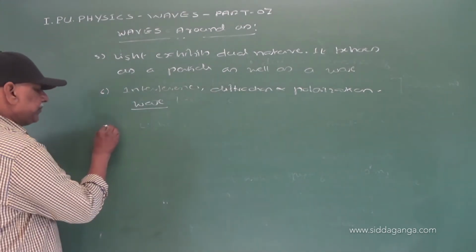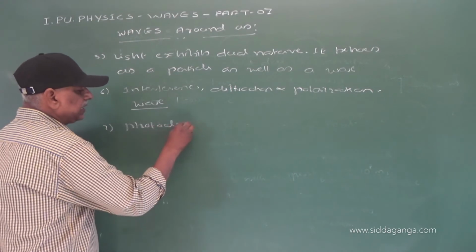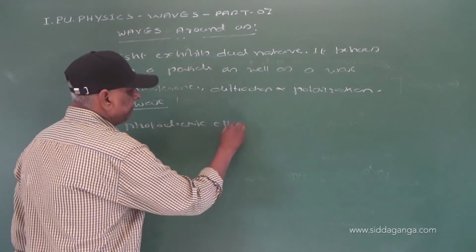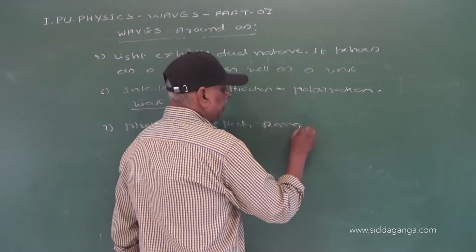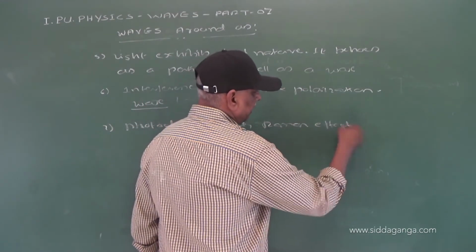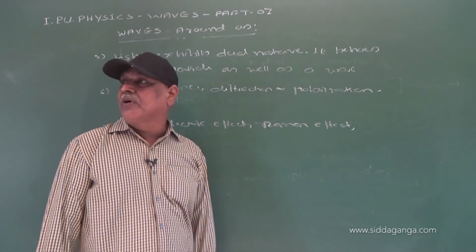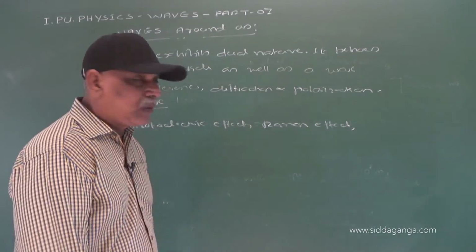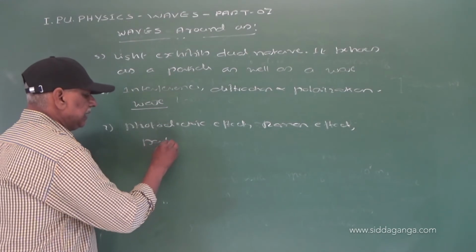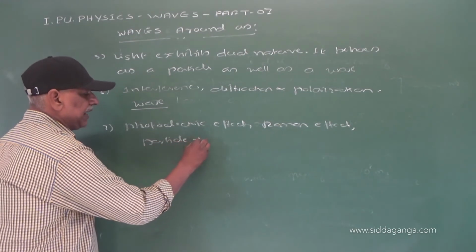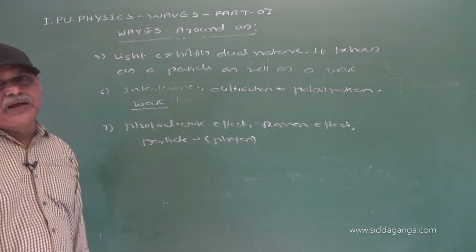On the other hand, phenomena like the photoelectric effect, Raman effect, and the distribution of energy in black body radiation could be explained on the basis of the particle nature of light. That particle nature of light is called a photon.